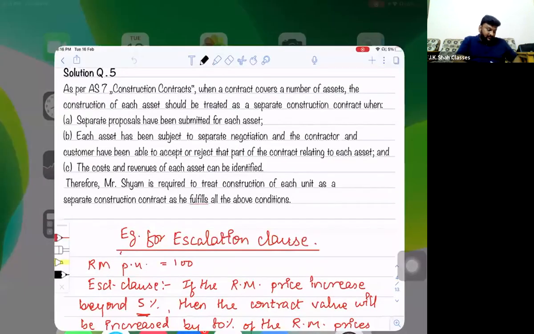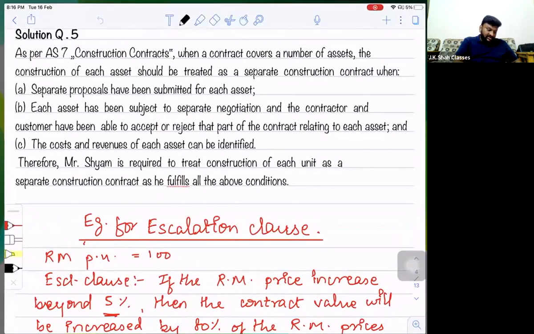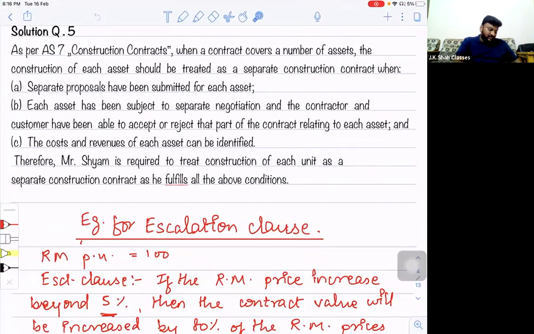What it says: as per AS7, construction contracts, when a contract covers a number of assets, the construction of each asset should be treated as a separate construction contract when the same 3 conditions hold. Separate proposals have been submitted for each asset. Each asset has been subject to separate negotiation, and the contractor and the customer have been able to accept or reject that part of the contract relating to each asset. And the cost and revenues of each asset can be identified. So therefore, Mr. Sham is required to treat construction of each unit as a separate construction contract as he fulfills all the above conditions. Segmentation can be done.